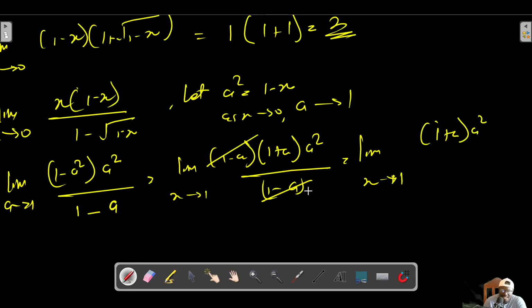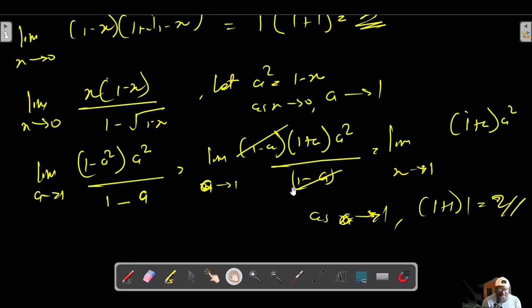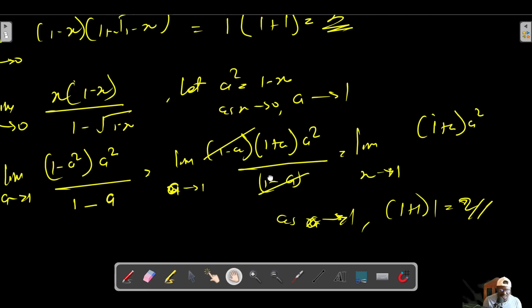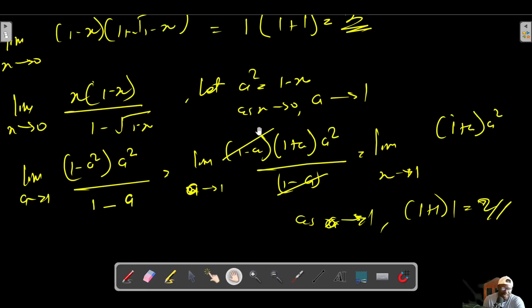Then as x approaches, sorry, not x, it's a. As a approaches 1, what do we get? We end up with 1 plus 1 multiplying 1, which is 2, the same thing. I think this was actually faster than the other one. Now, let's move on to the next question.